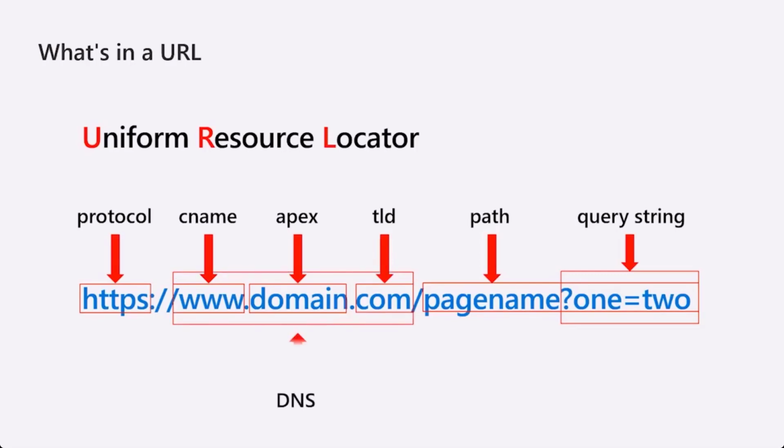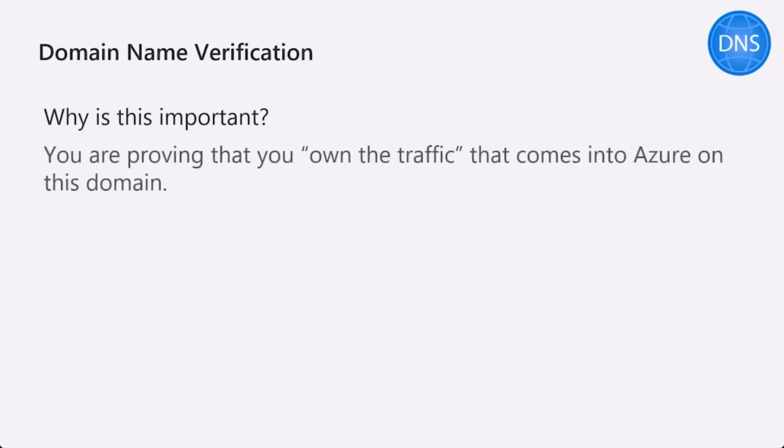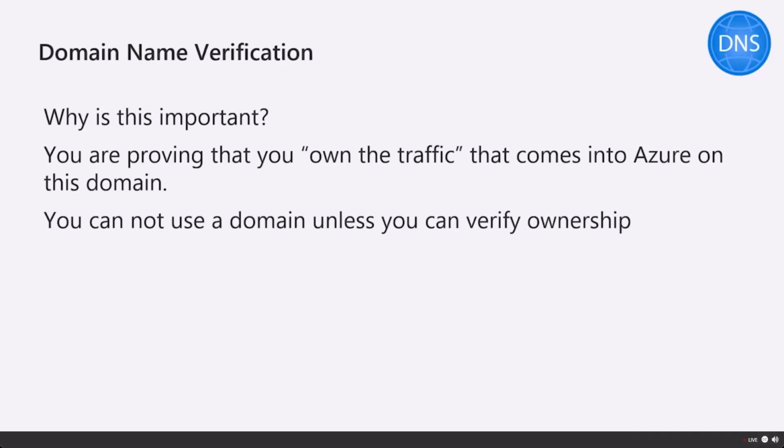But really what we have here is what defines a uniform resource locator from a server-side perspective, if you want. And this is where the domain name services are going to act on those parts, the CNAME, the apex, and the TLD. So of course, in order to set up a DNS, you need to verify that you own the domain. And why is it important? Well, because you want to prove that you actually own this address, because otherwise I could go and say, hey, I own Microsoft.com, please send me all the traffic that is going to Microsoft.com. And of course, you don't want that. So there are a few ways that you can do that, but really it's important to know that you cannot use a domain unless you verify it.